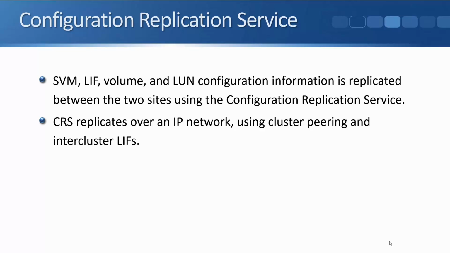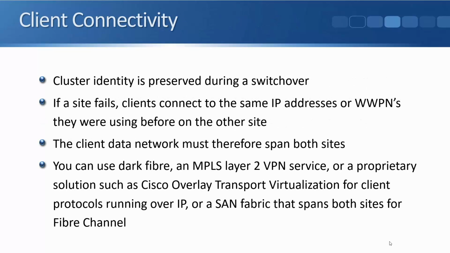So we've got three different types of connections on our controllers. We've got the node initiators for connectivity to our disks, that's going over fiber channel. We've got the FCVI for the NVRAM mirroring, which also goes over the same fiber channel network. And we've got the CRS connectivity, which uses intercluster LIFs going over an IP network. Cluster identity is preserved during a switchover from one site to another. If a site fails, clients connect to the same IP addresses or WWPNs that they were using before on the original site.